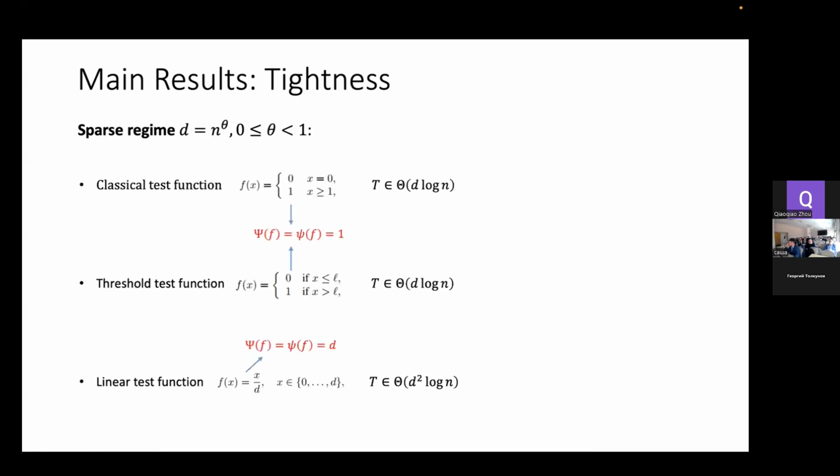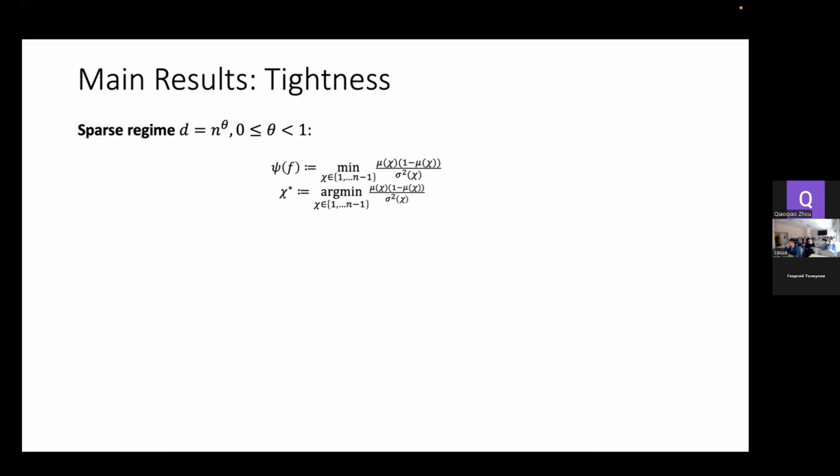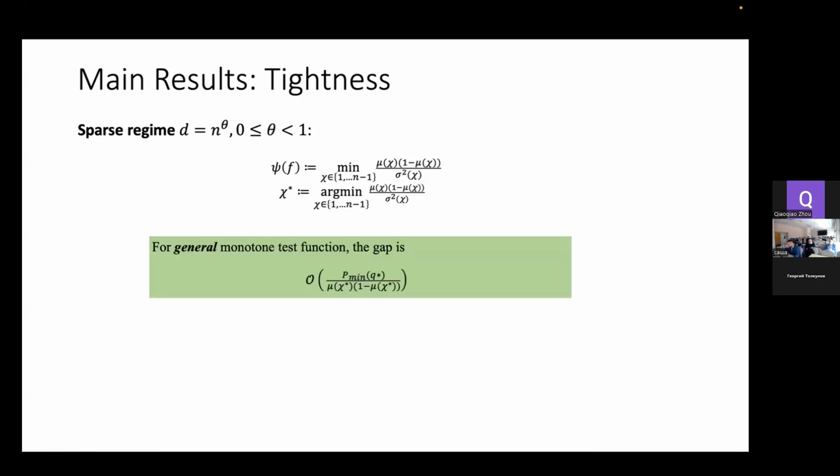In general, except for these three test functions, where we already proved the tightness of the upper and lower bound, for the general case we prove an even tighter upper bound. Again, little f is the concentration parameter. This parameter C is a parameter we optimize with respect to these concentration parameters. And for general monotone test functions, we can lower the gap to big O of P_min, Q star, and mu chi star, and this.